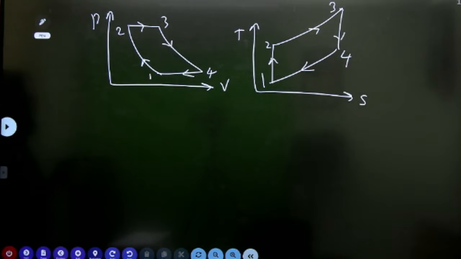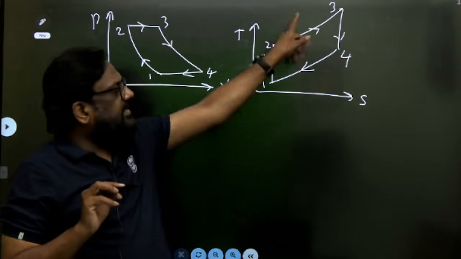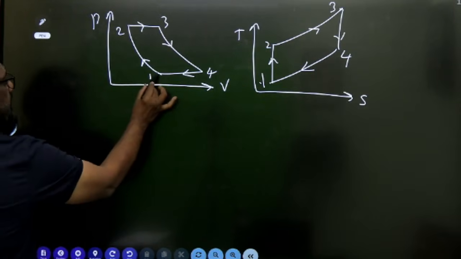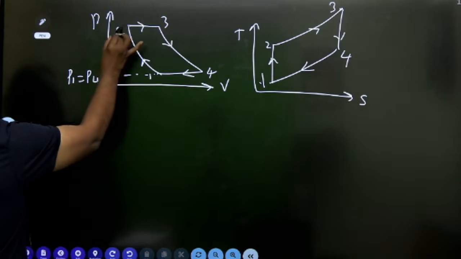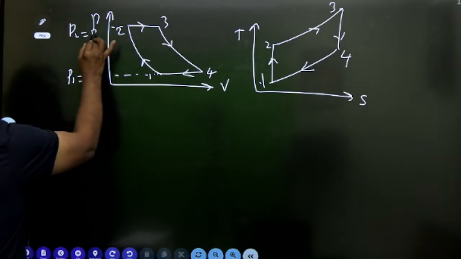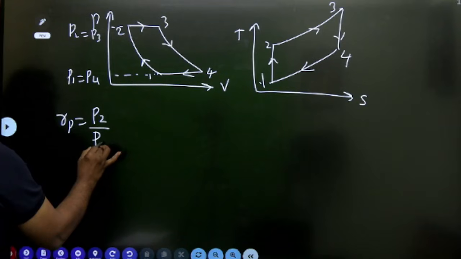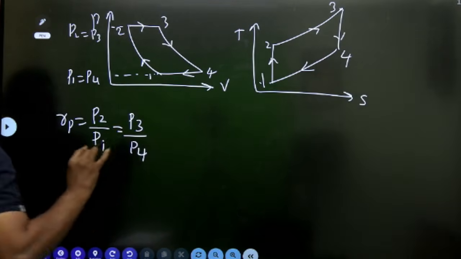This is the gas turbine cycle on the PV and TS diagram. What is fixed here? T1 and T3 are fixed. And what is the pressure ratio? Let this pressure be P1, which is also equal to P4. Let this pressure be P2, which is also equal to P3. So what is the pressure ratio? It is the highest pressure by the lowest pressure, that is P2 by P1. This can also be written as P3 by P4.